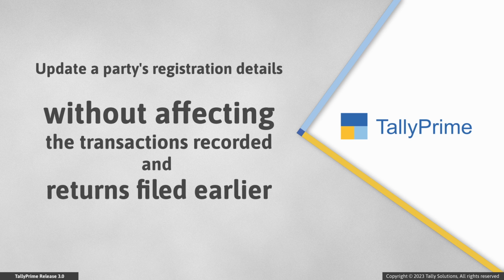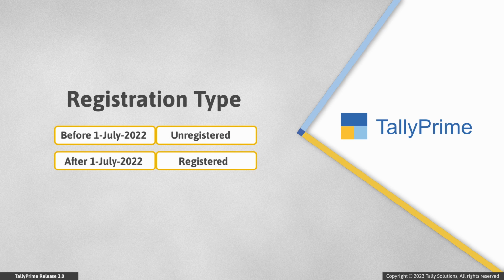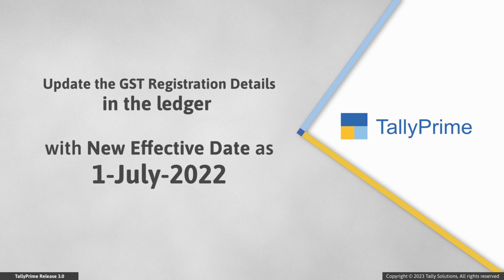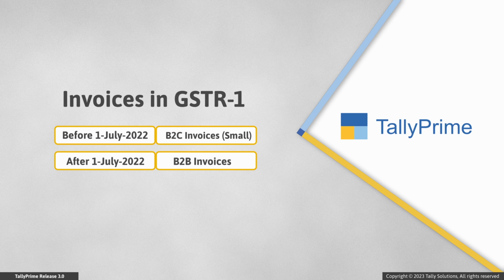returns filed earlier. Consider that an unregistered dealer is getting registered under GST from 1st July 2022. So you will need to update the registration details in the ledger with new effective date as 1st July 2022. As a result, the earlier invoices recorded for the party will continue to appear under the B2C invoices small section of GSTR-1. From July 2022 onwards, the invoice will start appearing under the B2B invoices section of GSTR-1.